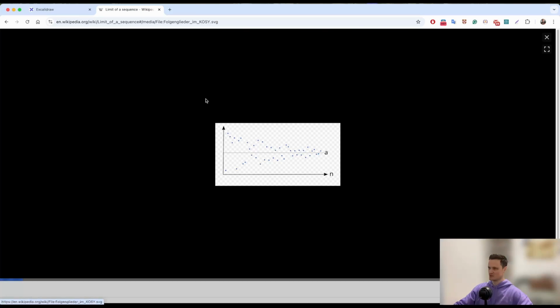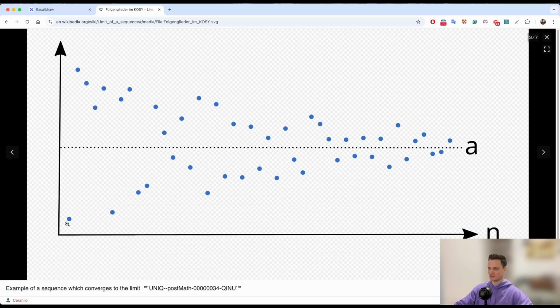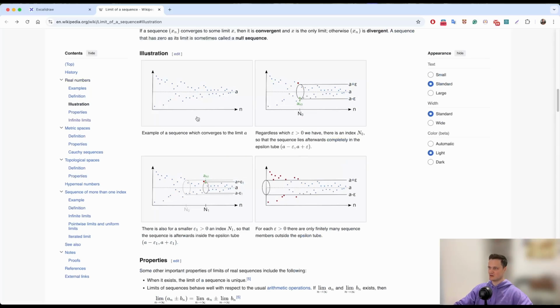So here we have some sequence. You can see that we have element 1, element 2, element 3, 4, 5, 6, and so on. On the x-axis is the index n, and on the y-axis we have the element itself. This is an example of a sequence which converges to the limit a, which is this specific value. And regardless of which positive epsilon we have, however small, there is some index n 0, so that the sequence lies afterwards completely in the epsilon tube.